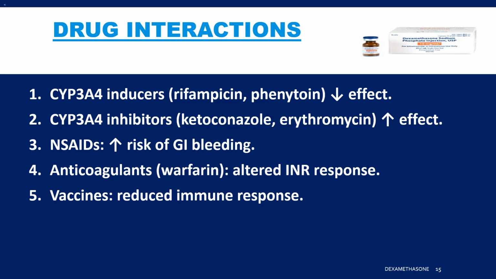3. NSAIDs. Concomitant use of dexamethasone with NSAIDs may increase the risk of gastrointestinal bleeding due to the combined effects of corticosteroids and NSAIDs on the gastrointestinal tract. 4. Anticoagulants. Warfarin. Dexamethasone may alter the International Normalized Ratio (INR) response to warfarin, requiring close monitoring of INR levels to adjust warfarin dosing. 5. Vaccines. Dexamethasone may reduce the immune response to vaccines, which may decrease their effectiveness in individuals taking this medication.